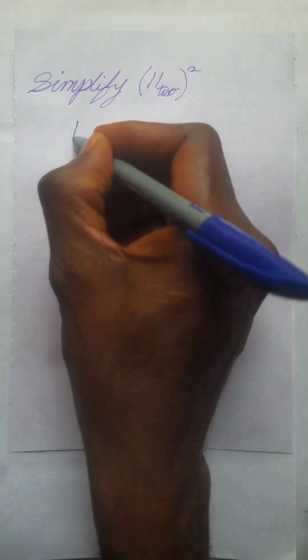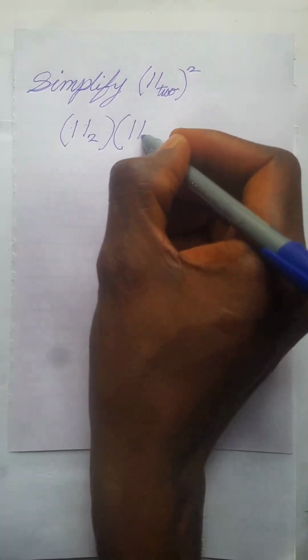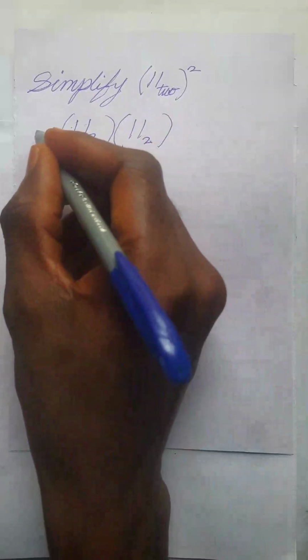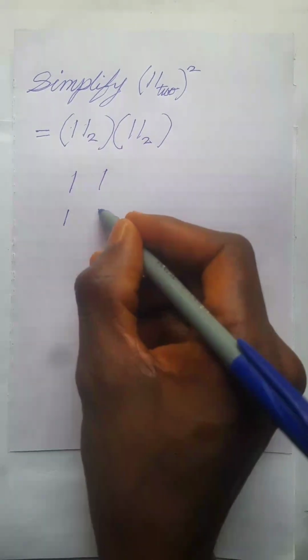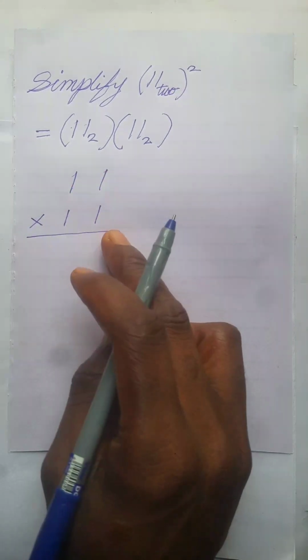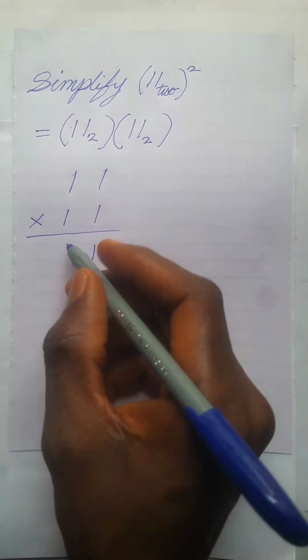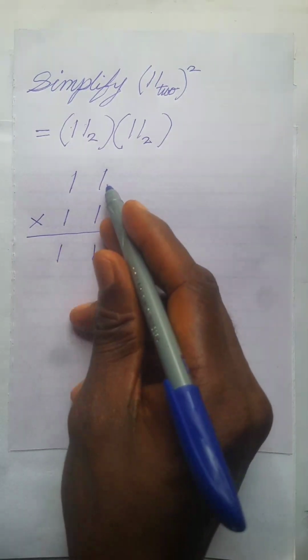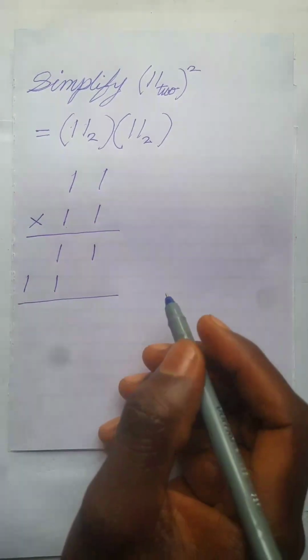Simplify 1 base 2 raised to power 2. What does that mean? That simply means multiplying this number in two places. That's simple. Okay, so we are going to go ahead and multiply this number. So 1 times 1, 1. 1 times 1, 1. 1 times 1, 1. We are done with multiplication.